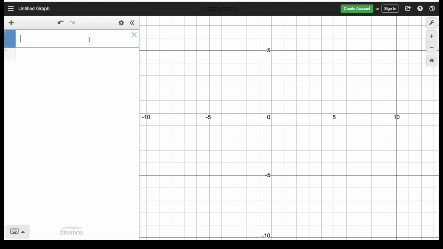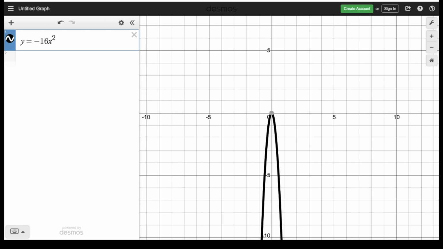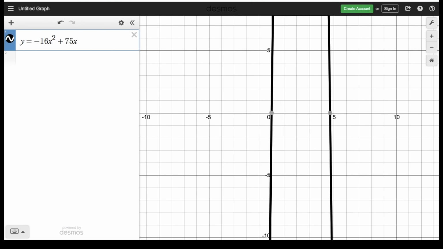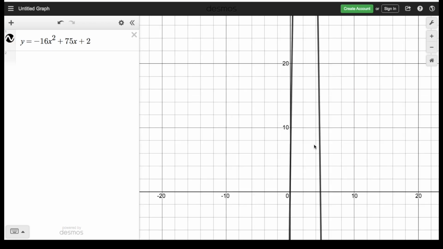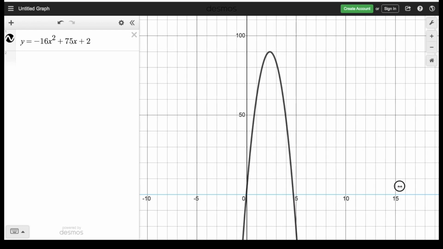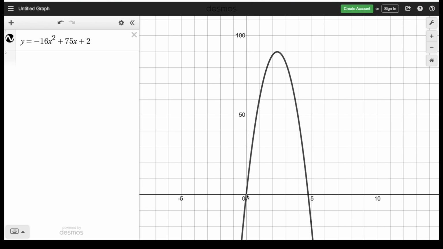All right, so I'm typing my function into Desmos, but instead of h, I'm going to use y. Instead of t, I'm going to use x, just because that's how Desmos reads its functions. So y equals negative 16x squared plus 75x plus 2. All right, so this is our function. I'm going to zoom out a bit and change this axis so you can see. So here's our parabola. We see that after 0 seconds, it's 2 feet above the ground, and it goes up and then comes back down.